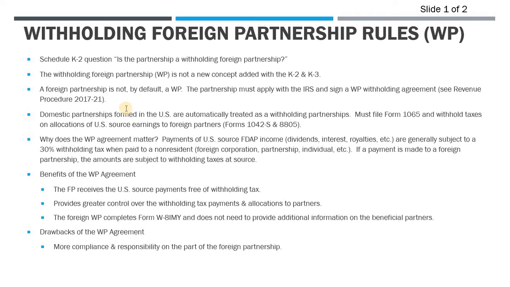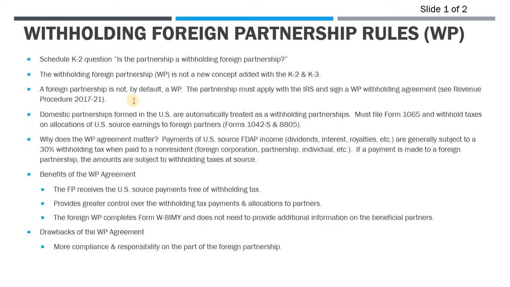So, foreign partnerships, by default, are not withholding partnerships. In contrast, domestic partnerships are. So if we have a domestic partnership, meaning an entity formed in the U.S., it is automatically a withholding partnership in that when the partnership allocates income to non-residents, right, if there's U.S. source income allocated to non-residents, the domestic partnership is legally obliged to withhold the tax, file the appropriate forms, and make sure that everything is compliant.